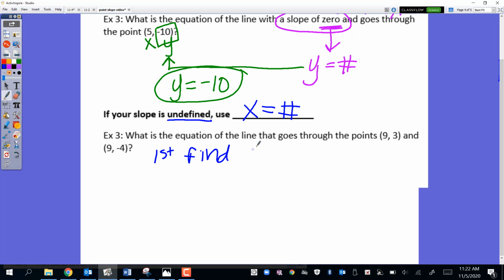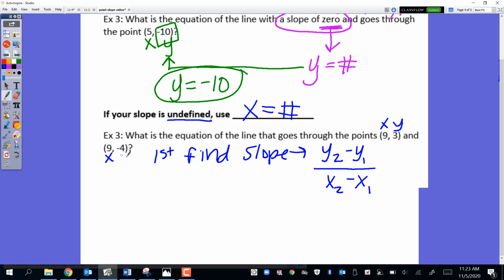And we know that I'm supposed to be using y2 minus y1 over x2 minus x1, because I don't have a graph, so I have to use the formula. So out of my points, I'm going to say this is x, y, x, y. This is the first point over here, second point's over here, so I'm plugging these in. So that's negative 4 minus 3 over 9 minus 9. When I type that into Desmos, it's going to tell me undefined.